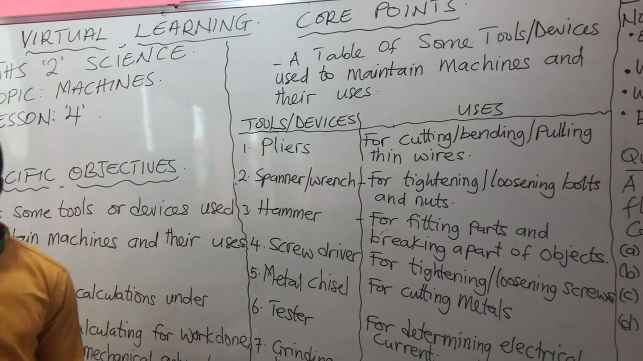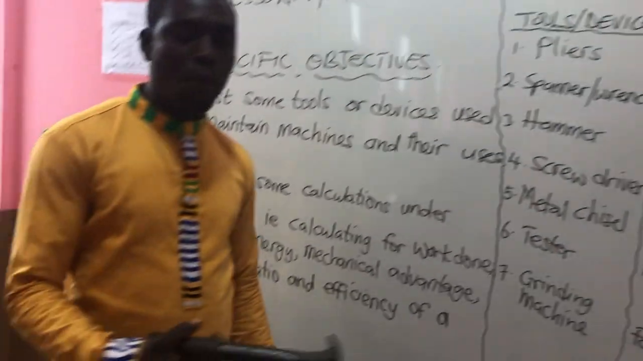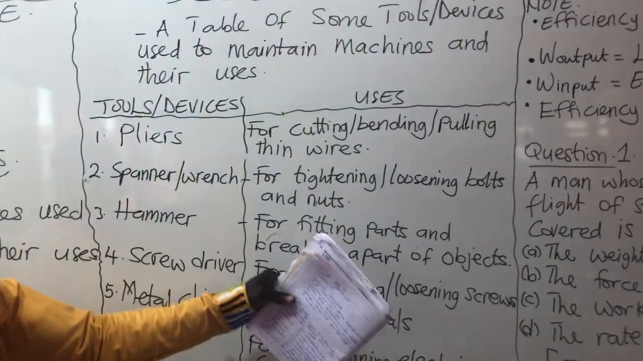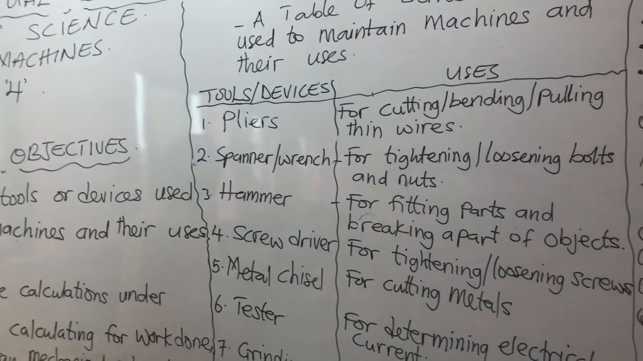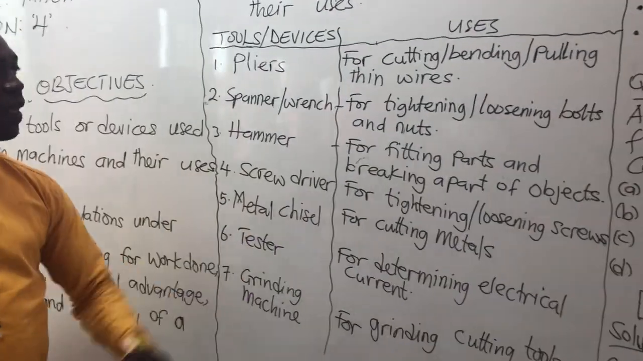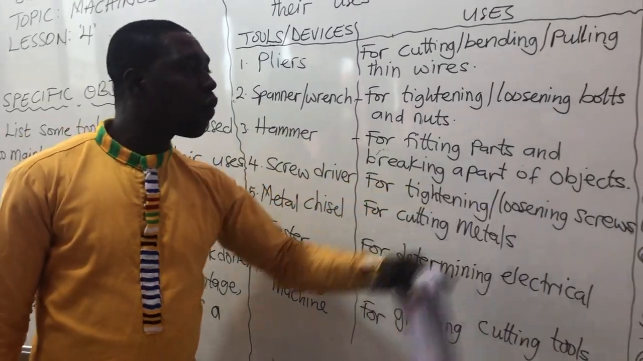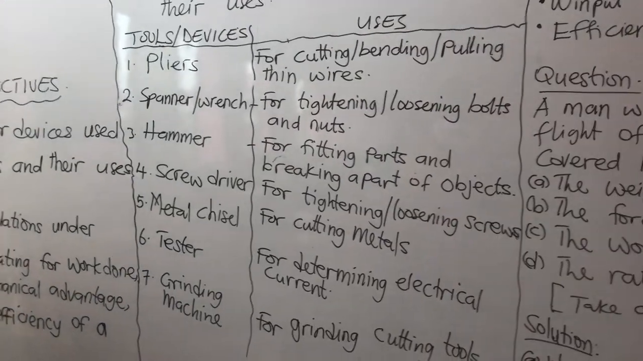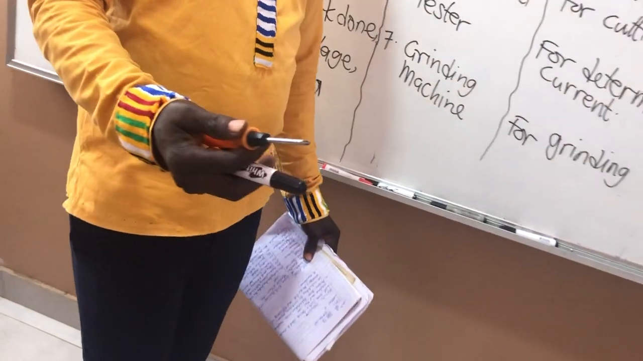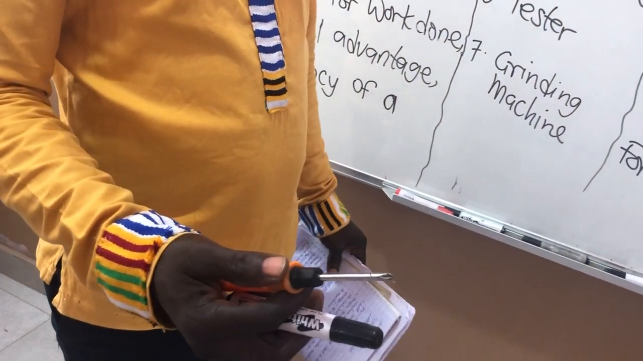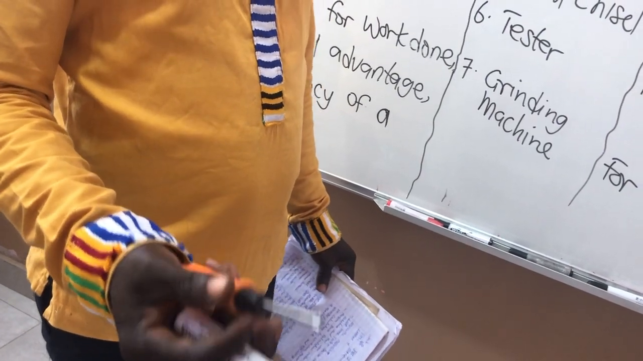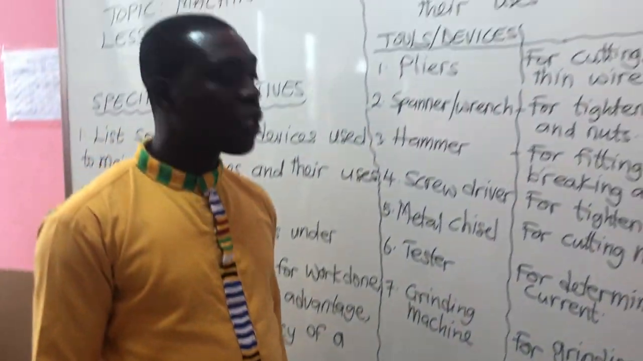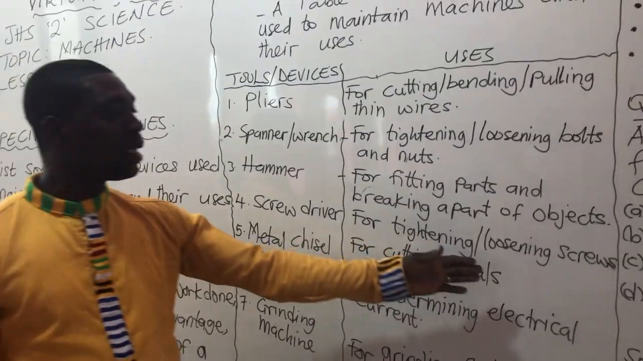We also have the hammer, and this is another type of hammer which is used for fitting parts and also breaking apart objects. We also have the screwdriver. We have different types. We have the star type of screwdriver, and we have the flat type of screwdriver. What is the function of this screwdriver? It's for tightening and loosening screws.